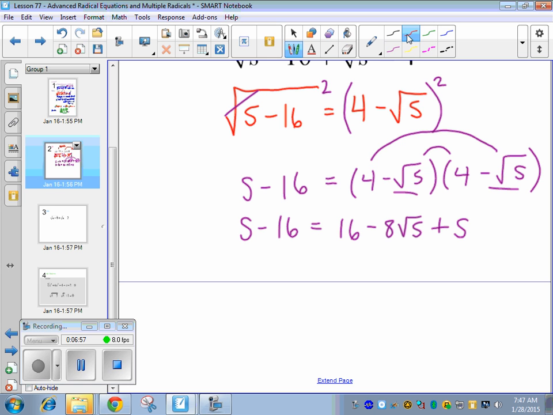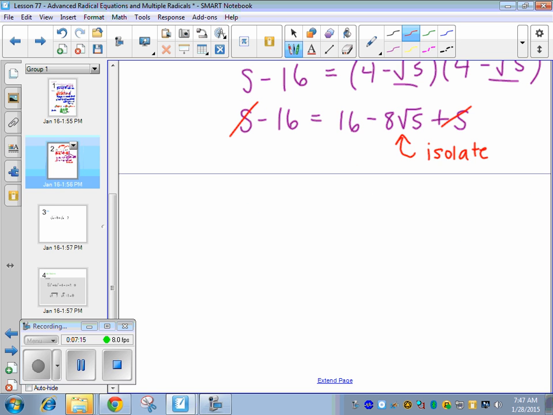Alright, now we have to isolate this radical. So this s here and this s here are going to cancel because I can subtract s from both sides. What would you guys do next? Subtract 16. Good. Subtract this 16 over here. So that's negative 32. And then I have negative 8 root s. What would we do next?